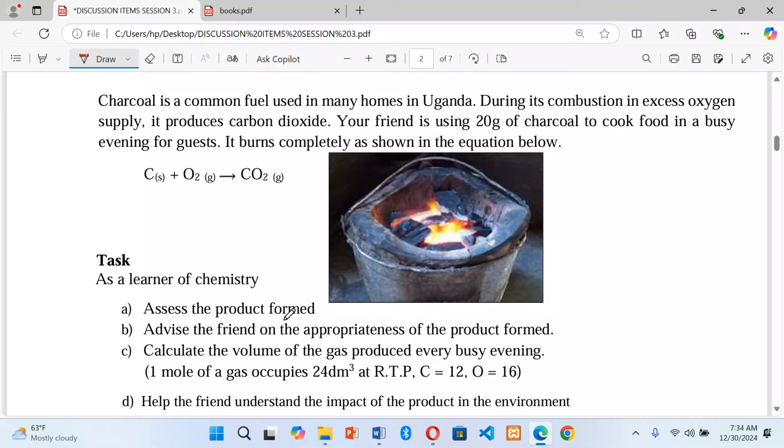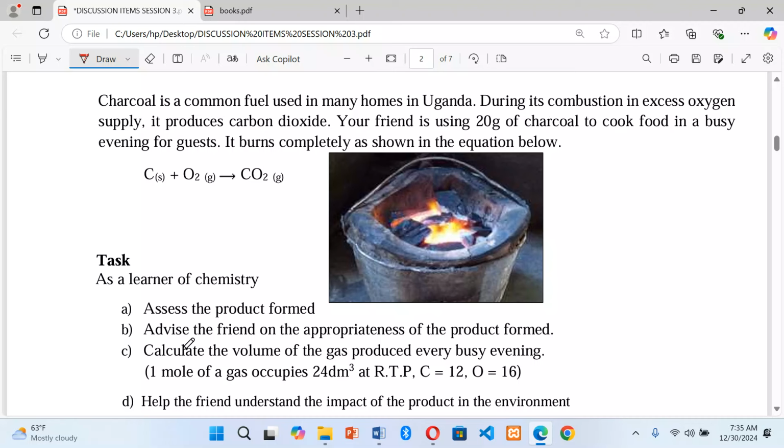Are you seeing how another way we can bring this question of categorizing? Now they're just telling you, assess the product. Which product is that? So they want you to categorize the product which is formed. But to advise the friend on appropriateness of the product formed, they want you to advise this friend of yours on the suitability, on the properties that it has that make it suitable to do its function.